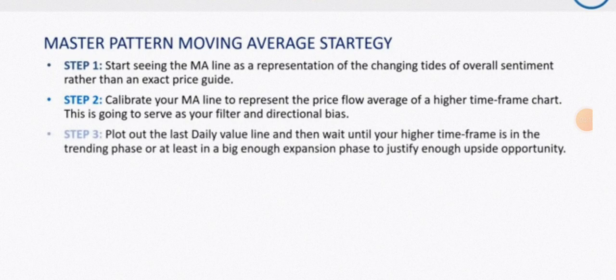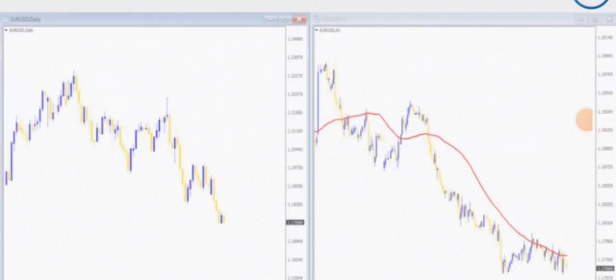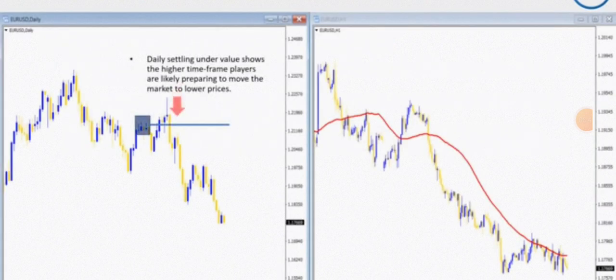Step number 3, you want to plot out the last daily value line. And I'll say in our case, we're using the daily chart in our example, but this would be whatever your higher time frame chart is. You want to plot out the last value line and then wait until your higher time frame is clearly in the trending phase or at least in a big enough expansion phase to justify enough upside opportunity. Let me show you what I mean by that. In this example right here, we have our daily chart. It's settling under value, which shows that the higher time frame players are likely preparing to move the market to lower prices.